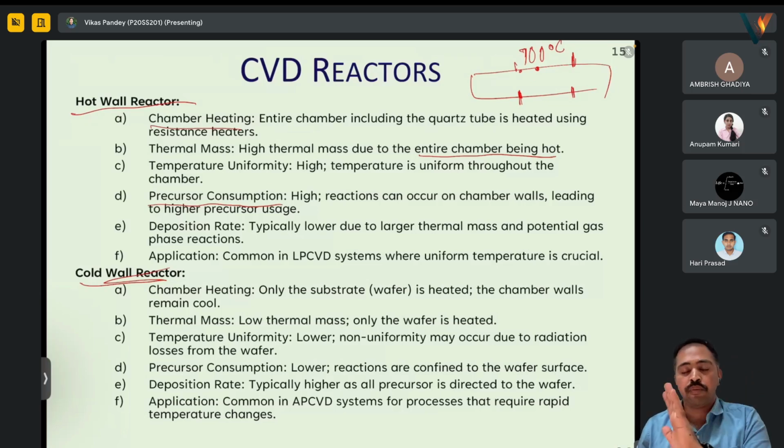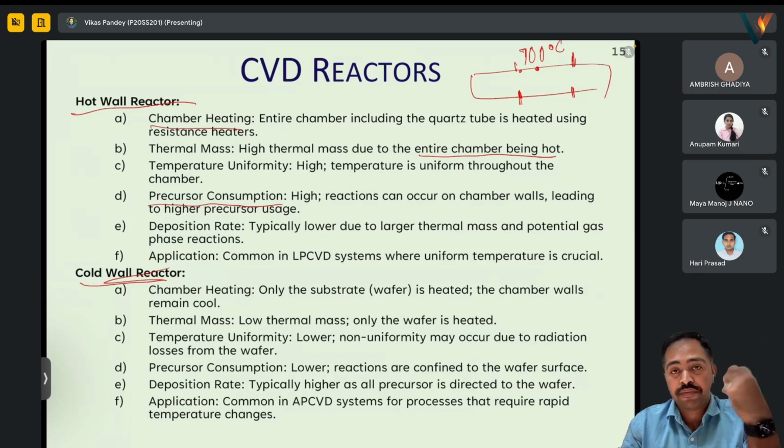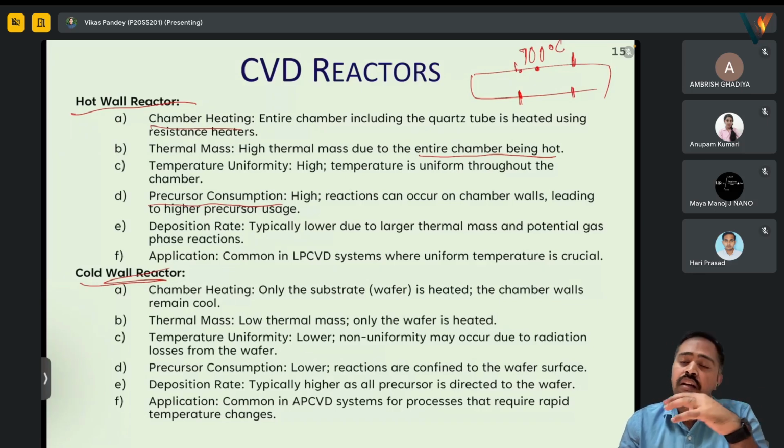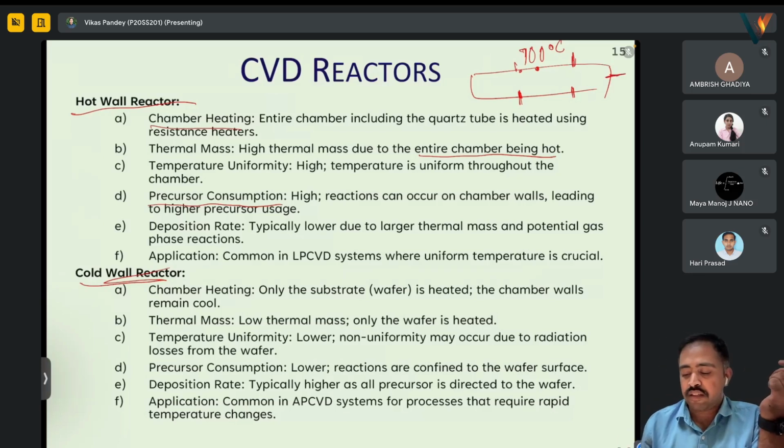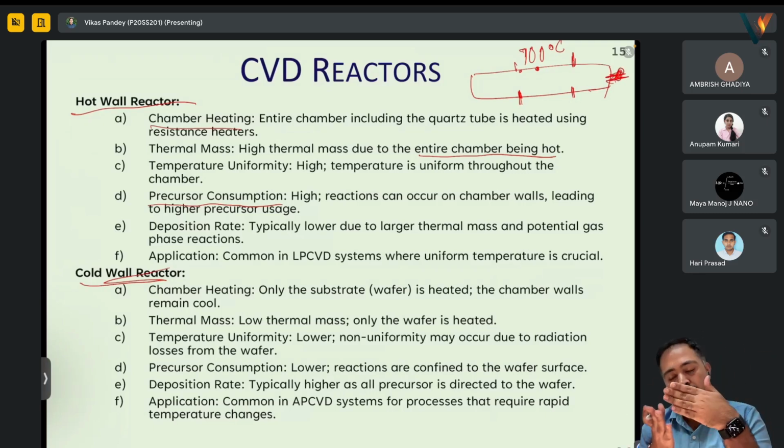But we want that maximum deposition should take place and maximum reaction should take place on the wafer. But since the whole area is heated, we cannot stop the consumption of precursor. So reaction can occur at any place on the chamber wall, even leading, like I said, that there can be some blockage, and this blockage can actually happen due to deposition on the wall as well as in the tube itself. Going out also, the reactants after reacting, the products actually reach there and they might deposit there.